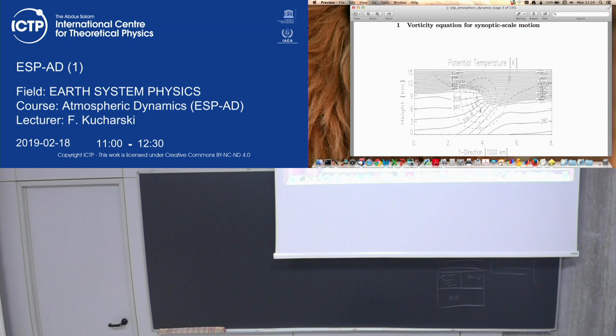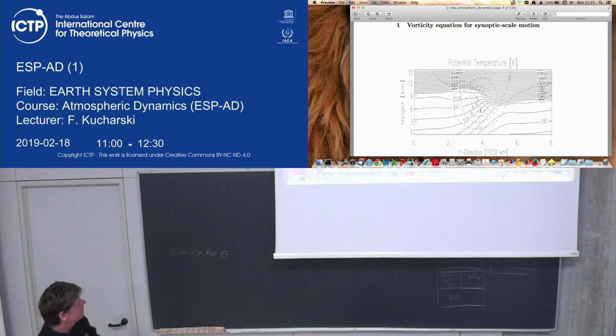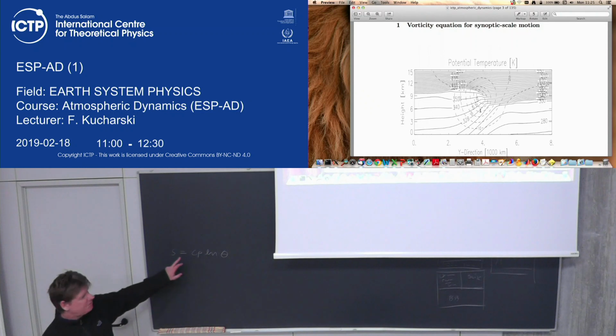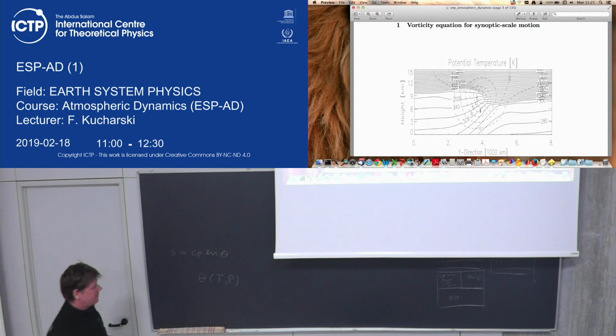from a more physical point of view, the potential temperature is really something like the entropy of the system. One can derive that for a perfect gas, the entropy is equal to Cp ln theta if it's just a one-component gas. So there's a very simple relationship between the two. And then the potential temperature can be derived as a function of just the temperature and pressure, like the entropy is, for example, or any two thermodynamic variables.